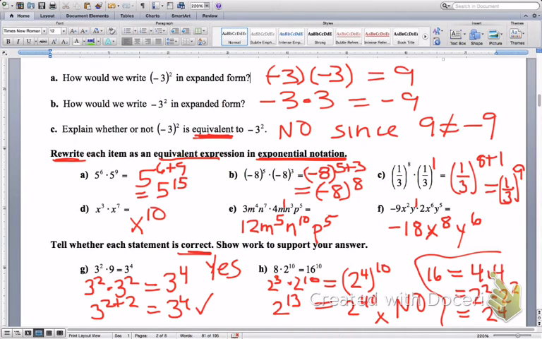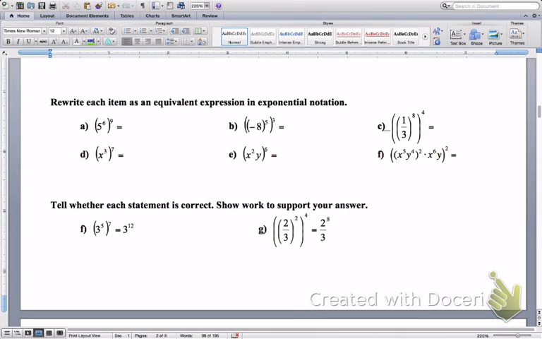So let's do some side work here. So let's go ahead and move on to the next piece. All right, we're going to rewrite each one, and again, using exponential notation. This time we're going to be using the power rule.